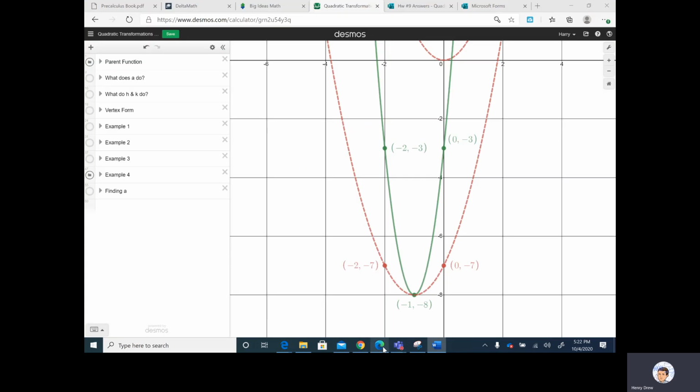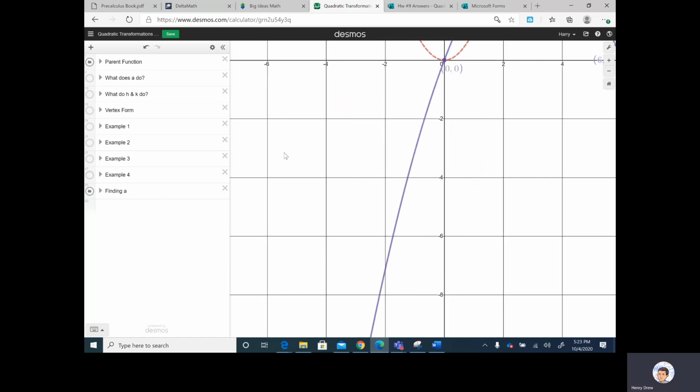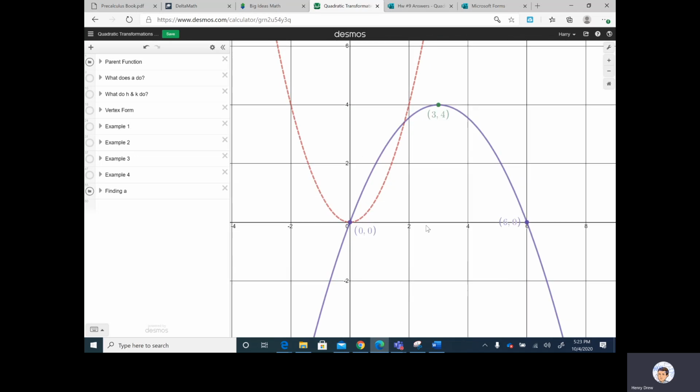Let's take a quick look at that. And we should find, we want to be slow today, sorry about that. We're passing through 3, 4. We're passing through 6, 0. And if there's any symmetry here at all, to go from the axis of symmetry 3 units to the right over to 6, 0, we should also be able to go 3 units to the left and get to the origin.